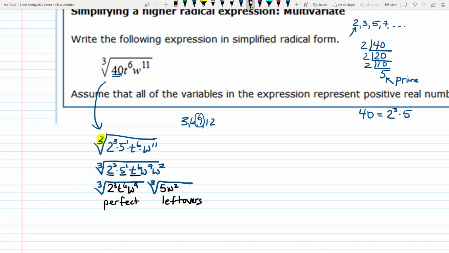So now we're going to simplify the radicals by taking the cubed root of the perfect cubes. Cubed root of 2 cubed is just 2. Cubed root of t to the 6th, well, 6 divided by 3 is 2, so it's going to be t squared. w to the 9th, cubed root of that, well, 9 divided by 3 is 3, so this is going to be w cubed. And then we have cubed root of 5w squared left over. So that would be the answer.